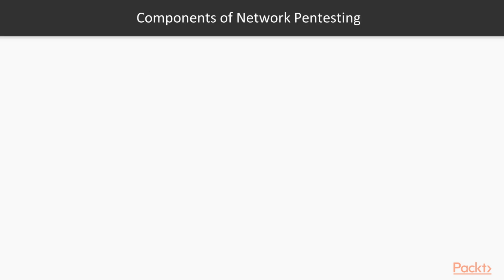These are the two components available inside network pen testing: server-side pen testing and client-side pen testing. I categorize network pen testing into two parts: server-side as well as client-side. Server-side is basically where the servers are located, and client-side is where all the clients are working inside your network, like office work. So let's start with server-side pen testing.